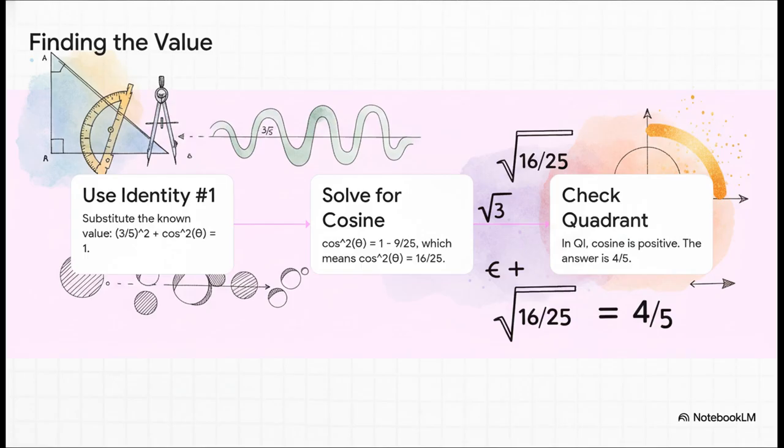Now stop. This is the crucial point. When we take that square root, the answer could be positive or negative. But the problem gives us a clue. It tells us we're in quadrant I, and in quadrant I, cosine is always positive. So our answer has to be the positive 4/5.